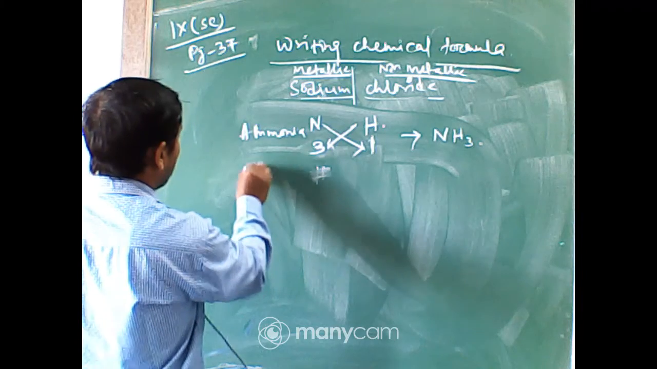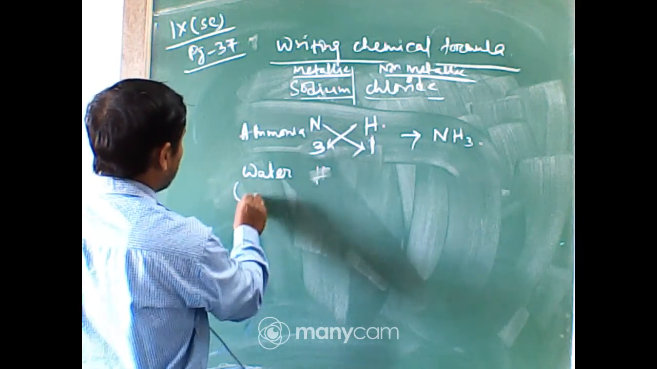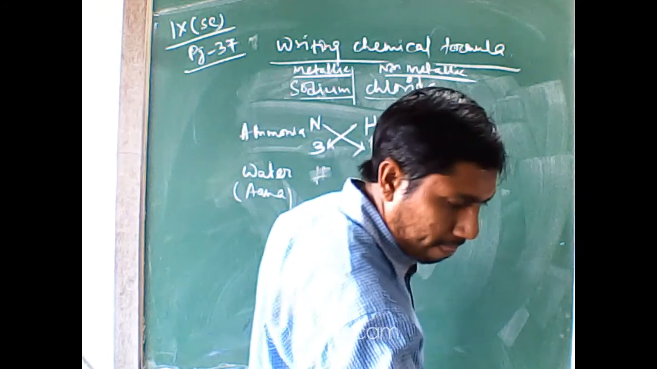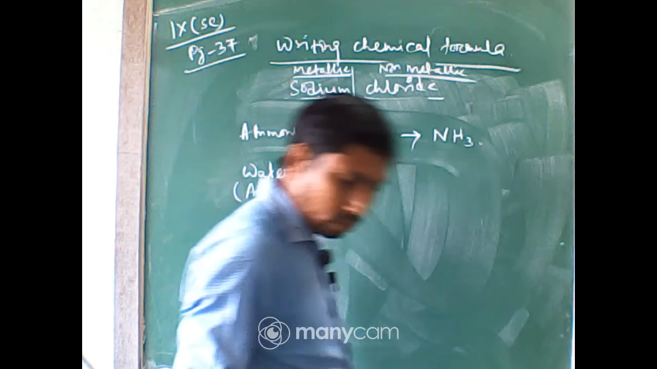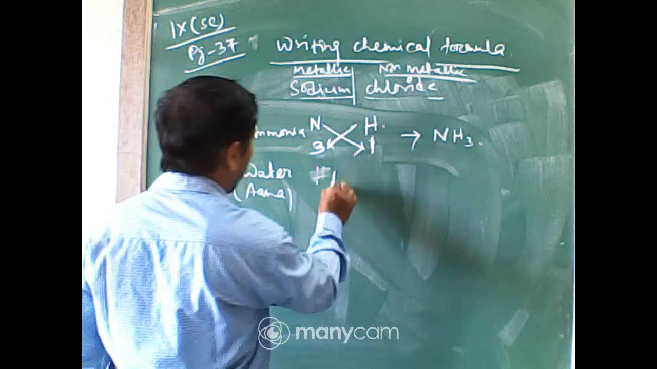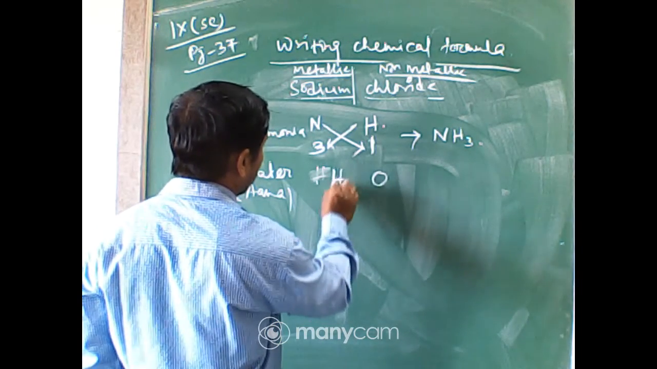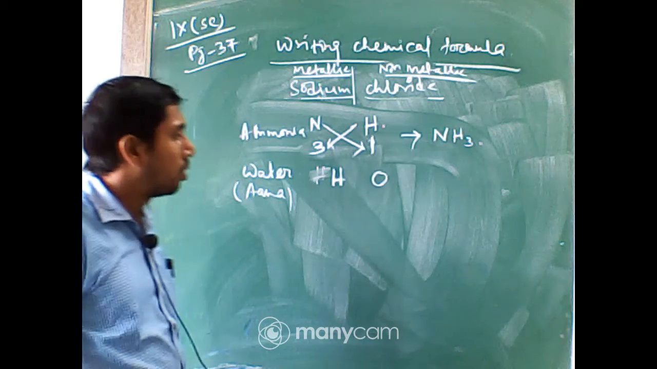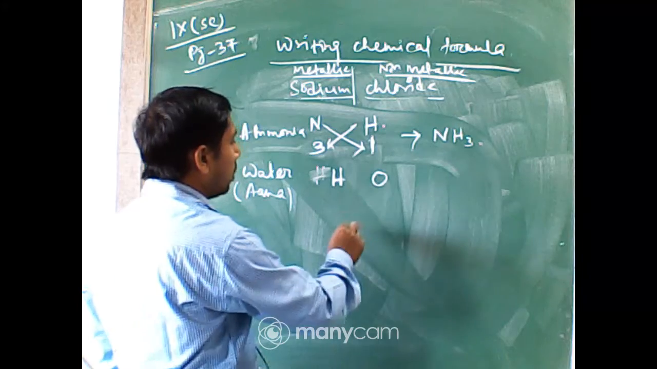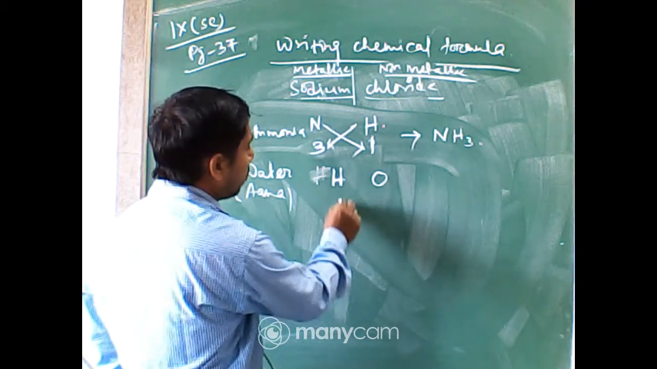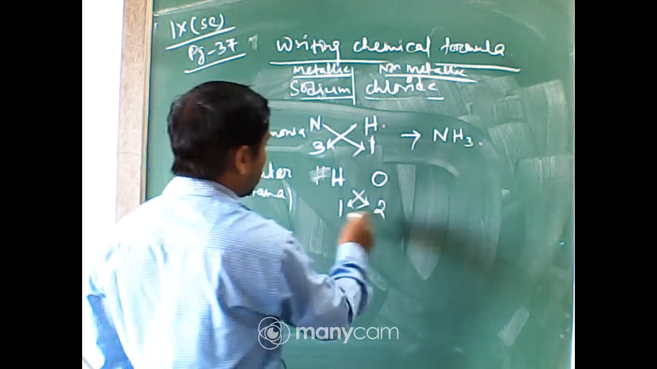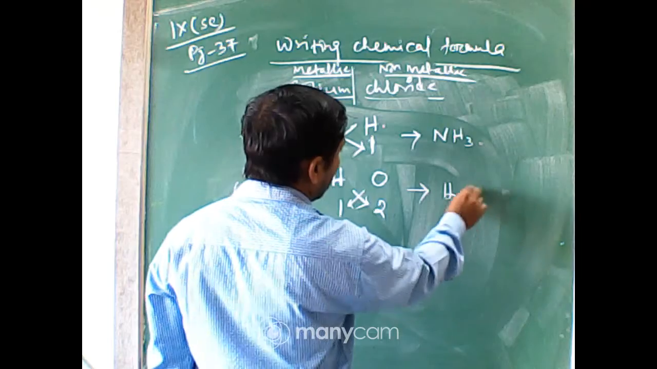This is water. Another name of water is aqua. Now, in water, hydrogen and oxygen. The number of oxygen atoms in the water molecule is 1 and the number of hydrogen atoms is 2. Now, cross multiply it, it will be H2O.